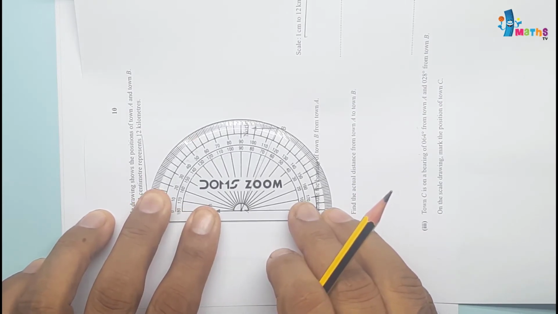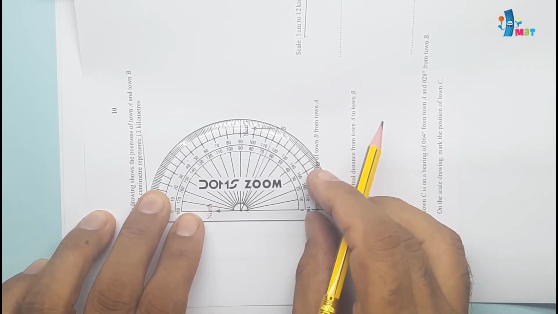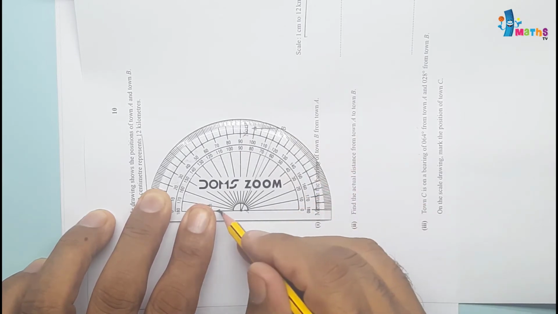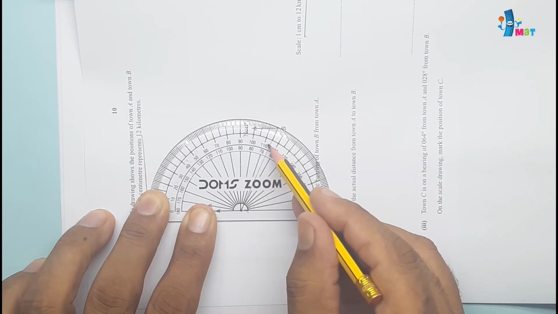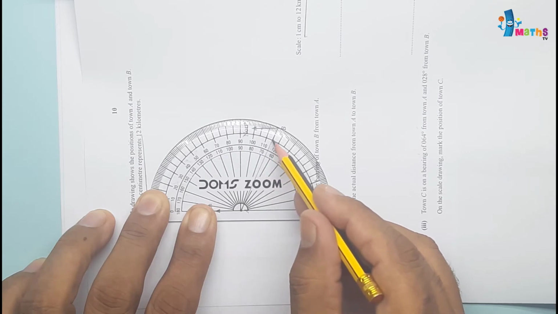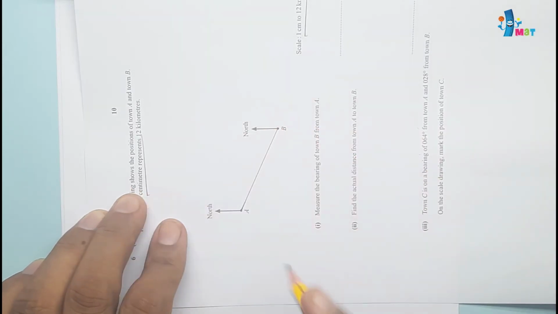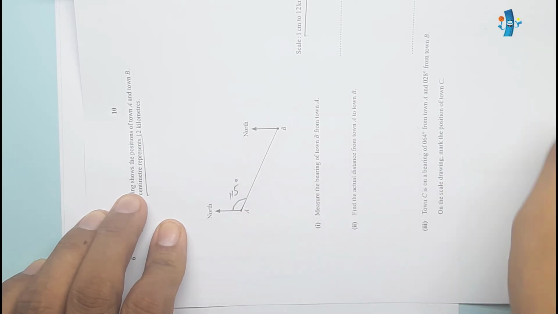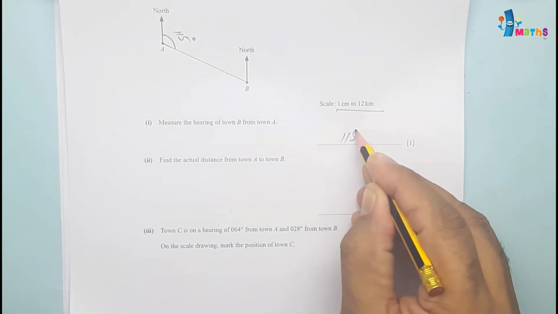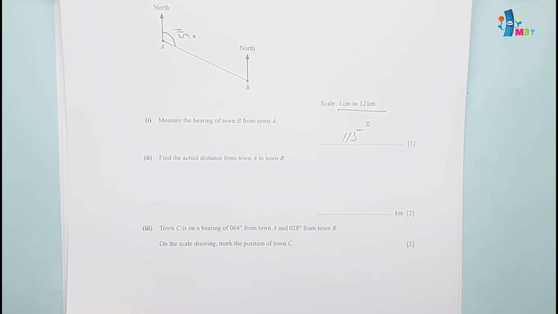and bearing will be, we adjust properly. Now it is fixed. So 0 and 90, 100 and 110 and 115. You can see this line 115. So this angle we can represent as 115. So bearing will be 115 degrees.